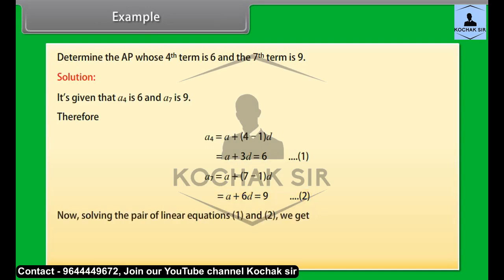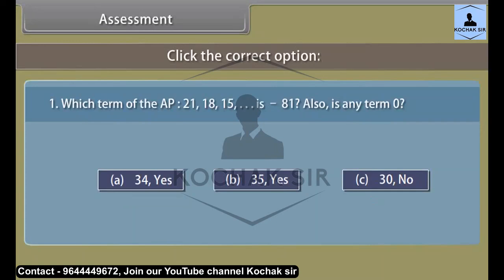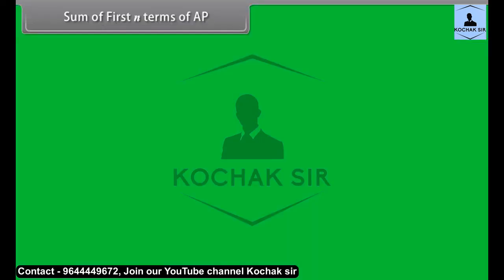Now solving the pair of linear equations 1 and 2, we get A is equal to 3 and D is equal to 1. Hence, the required AP is 3, 4, 5, 6, 7, and so on. Assessment. Now it's time for an activity. Click the correct option. Sum of first n terms of AP.